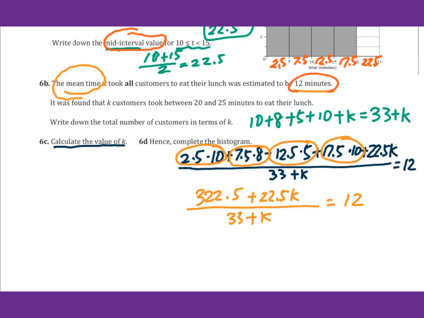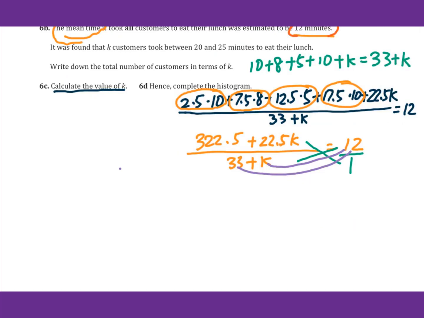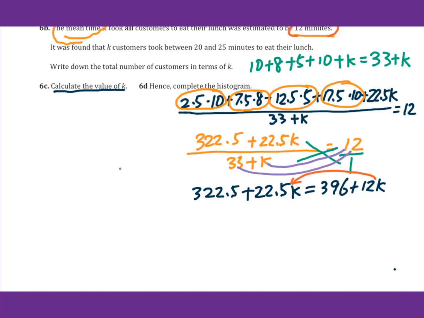If you have a division line, try to use cross multiply. Do the cross multiply. Don't forget to do the distributive property for this 12. So you get 322.5 plus 22.5K equals 12 times 33, that's 396 plus 12K. This is a linear equation. Isolating, that's the keyword. So put all the variable this side, number the other side. Don't forget to change the sign.